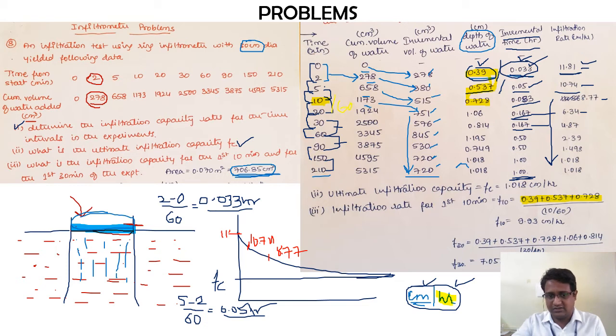So if you check the denominator which is given over here, it is 10 divided by 60. Why is it 10 divided by 60? Because the numerator amount of water has been added in the first 10 minutes, but you want to convert that 10 minutes into hours, so that's why you take 10 divided by 60 in the denominator. So F10, that is the infiltration rate for the first 10 minutes, is going to become 9.93 centimeters per hour. I hope it is clear for you.